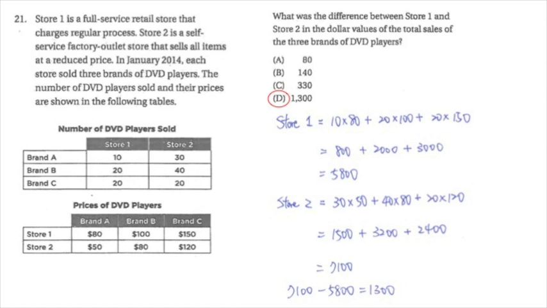Do the same thing for store 2. For Brand A 30 times 50, Brand B 40 times 80, Brand C 20 times 120, and the total is 7,100. The difference is 7,100 minus 5,800 equals 1,300.